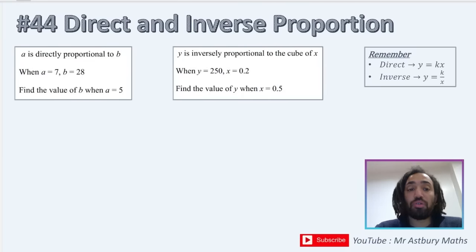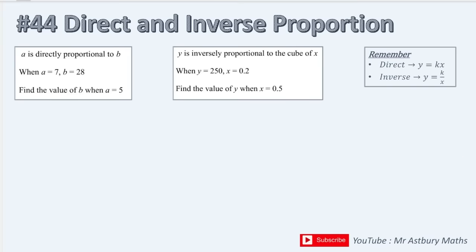Okay, number 44, direct and inverse proportion. We need to first work out the formula, and then we use the formula to work out a missing variable. Okay, let's do it. So the formulas that you need to remember are that direct is y is equal to kx, and inverse is y is equal to k over x.